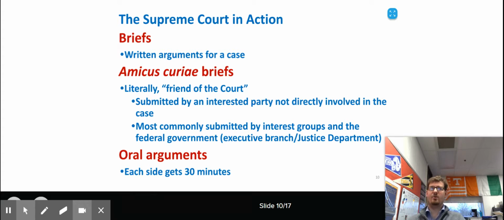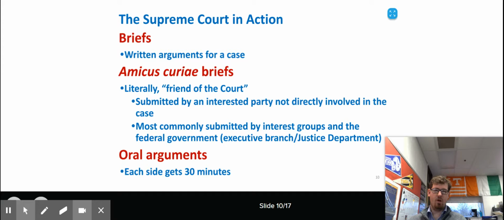All right, so the way it works. Briefs, before a case is even heard, once a case is decided to be heard, these are the written arguments for a case. Amicus curiae is our friends of the court. These are all interested parties in a case, and they will submit written arguments before the court.